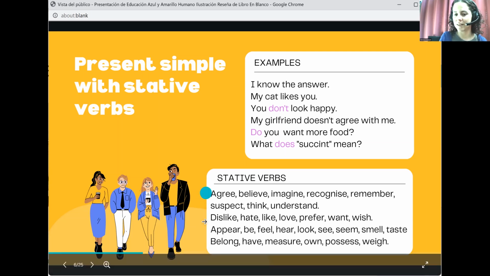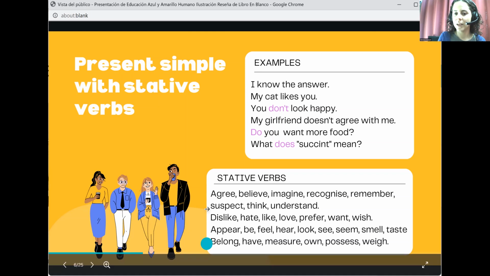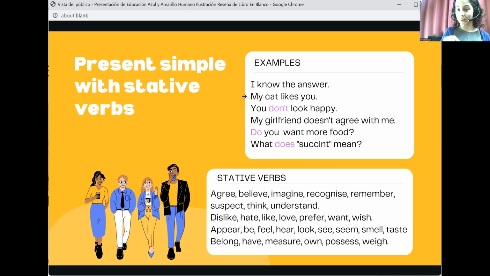Here you have many examples that you can watch, you can read after the video, you can repeat and watch with time. My cat likes you. Oh, look, he likes you. Yes, now, but I can't say he is liking you because it is a stative verb. He likes you. At the moment, you don't look happy. Yes, but you don't look. It's not you aren't looking. Okay? This is because we have stative verbs.